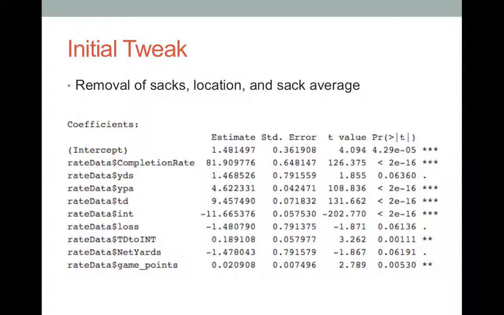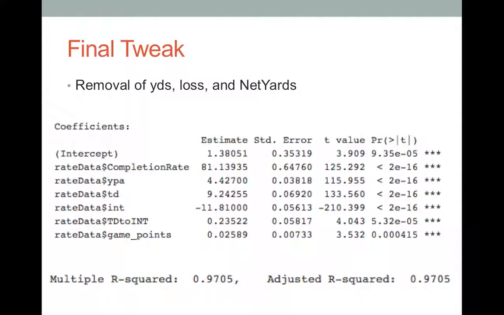So after that initial tweak, things looked a little bit better, but then we had yards, yards lost, and net yards that were just over the .05 p-value barrier for us to use. After a final tweak, we're down to just 6 metrics: completion rate, yards per attempt, touchdowns, interceptions, and game points. And we had an awesome R squared value, almost at 1, sitting at .97.